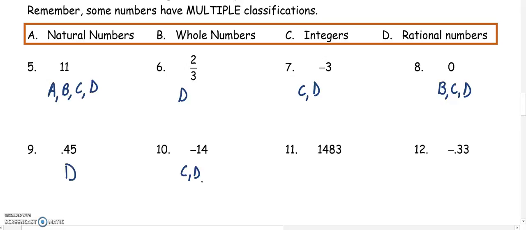Number 11, 1,483. It would take me a long time, but I could count all the way up to that number, so it's considered a natural number, a whole number, an integer, and a rational number. And then our last one, -0.33, is a decimal, which could be expressed as a fraction, so it is a rational number.